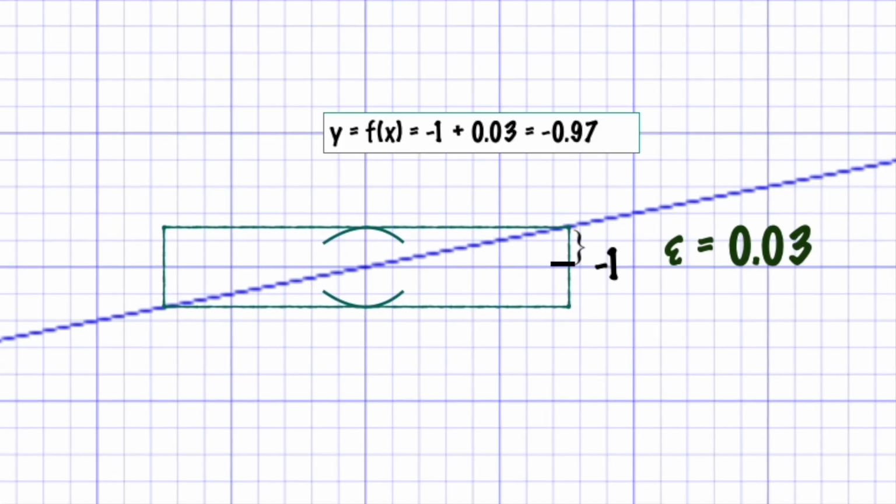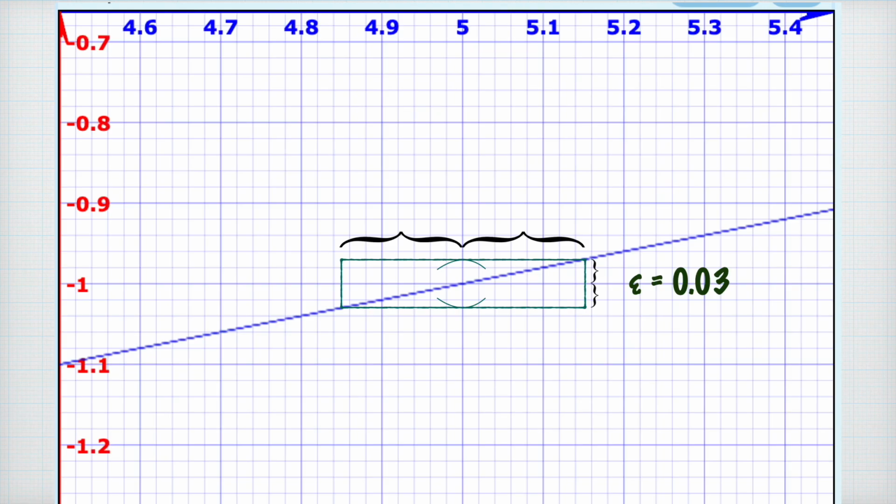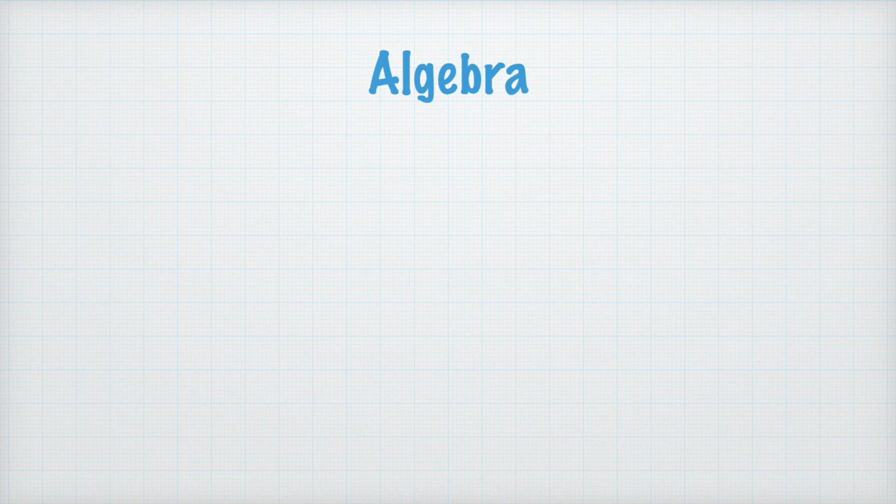So if we add 0.03, we get -0.97. And if we subtract 0.03, we get -1.03. All right, there. Then we need to find the x values that go with the function values. Let's do some algebra. To find what the x values are, we need to set the function equal to the y value and solve for x.